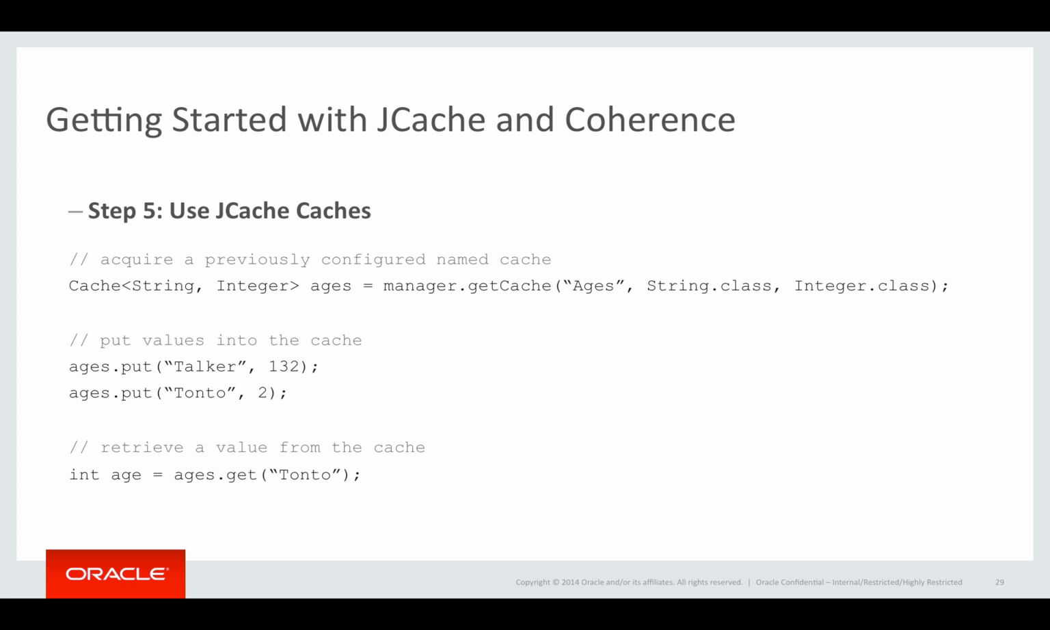Now that you've created a cache, you can use either the cache manager or the caching helper methods to request a cache. Or we could use, for example, the cache that was returned from create cache. In this case, we're requesting from the cache manager the ages cache that was defined with the key class string and the value class integer. Should these types be incorrect, you'll receive an exception. Once we have our cache, we can interact with it. We can put some values into it, and of course, we can then retrieve values from it as previously demonstrated.